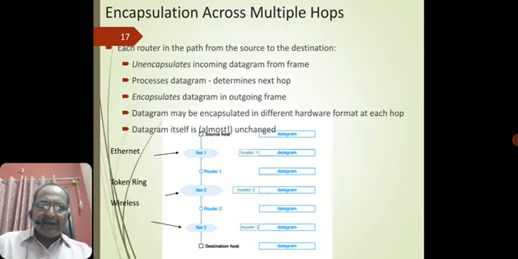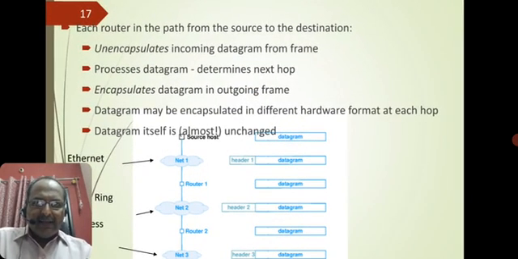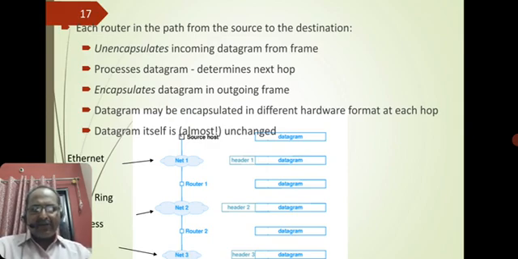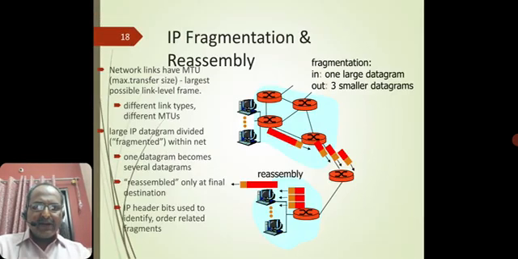On the 17th slide, this is an encapsulation across the multiple hops. Each router in the path from the source to a destination encapsulates the incoming datagram: from frame to frame, the datagram has to be encapsulated in an outgoing frame. The datagram may be encapsulated in a different hardware format in each hop. This means that it is necessary to process and read it out systematically before creating the next hop.